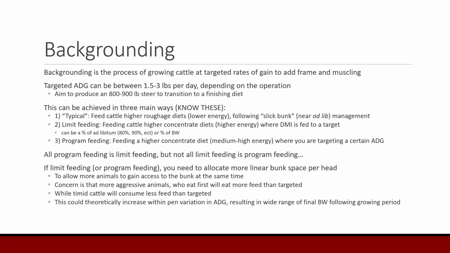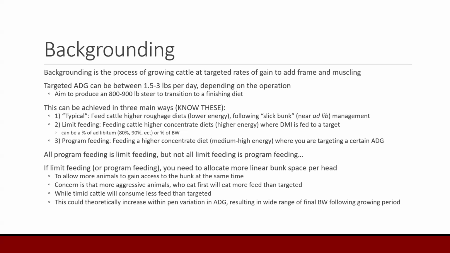Okay. So hopefully that shows again why a period of slower growth, why having a background slash stocker phase is important. It allows us to produce more beef per head, so it just makes the whole system more efficient. Okay.